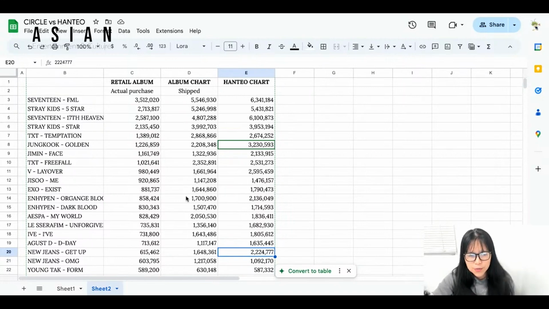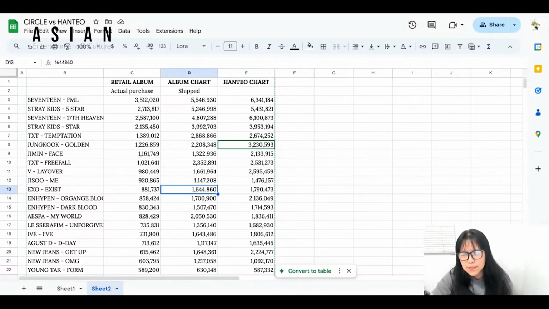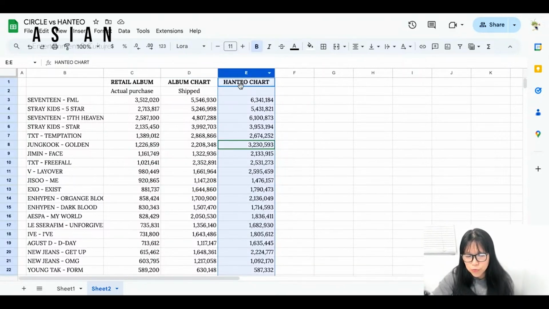this one for EXO. This is 2023, by the way. Circle Chart hasn't released the 2024 numbers. I just wanted to show you the difference between the corrected number of Hanto and the actual number, and how it is different from the actual number of Circle Chart in 2023. So there's a big difference.